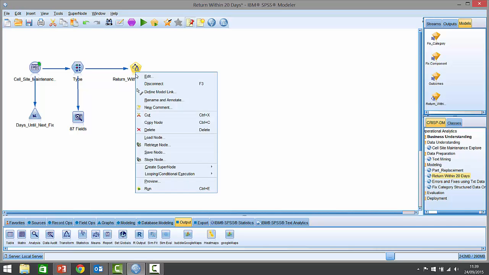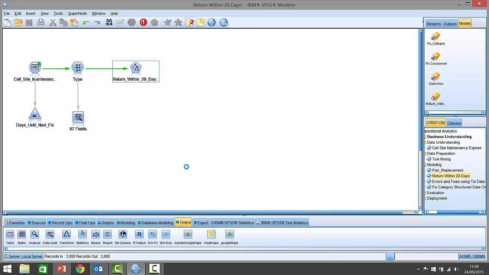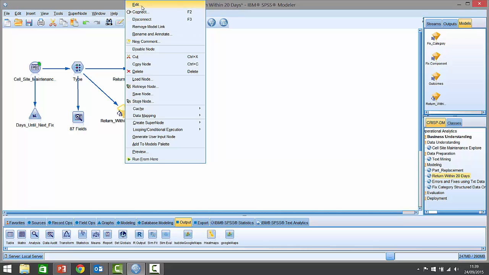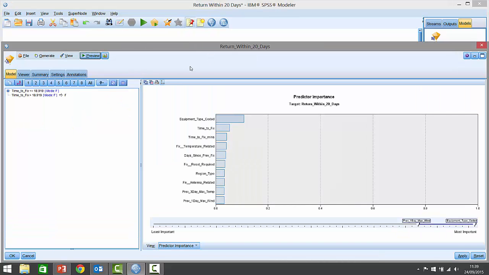So if I right click and just run that, as you can see, it's trying to predict return within 20 days. And what's of particular interest in here is what factors it's choosing to predict this outcome. So if I click and hit edit here, we can look inside it. And you can see that it's showing me a predictor importance chart here.